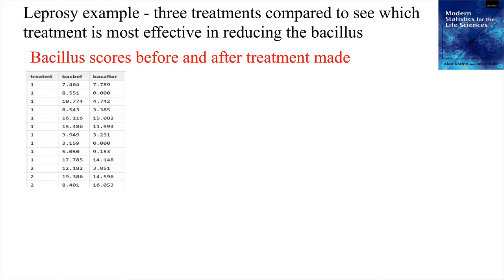This is a really nice data set which came from Graffen and Hales. It's Modern Statistics for the Life Sciences, and it's a data set relating to the bacillus scores of leprosy patients before and after treatment. Leprosy is of course caused by a bacillus, and in some way they've managed to measure the bacillus scores of patients before and after treatments. There are three different drug treatments that they have received, 1, 2 and 3, and here are the data listed.